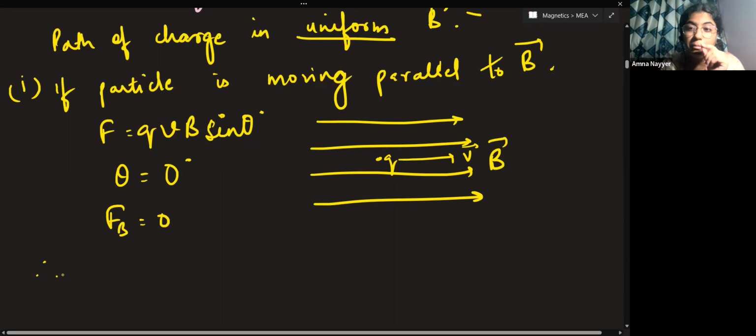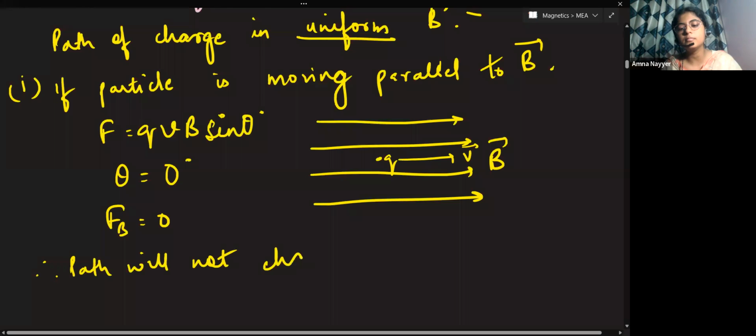Remember, these small points come in your theoretical papers and even in competitive exams after class 12th. If a particle is moving parallel to the magnetic field, what happens to the path of the charged particle? This is the reason, and the conclusion is that the path will not change.